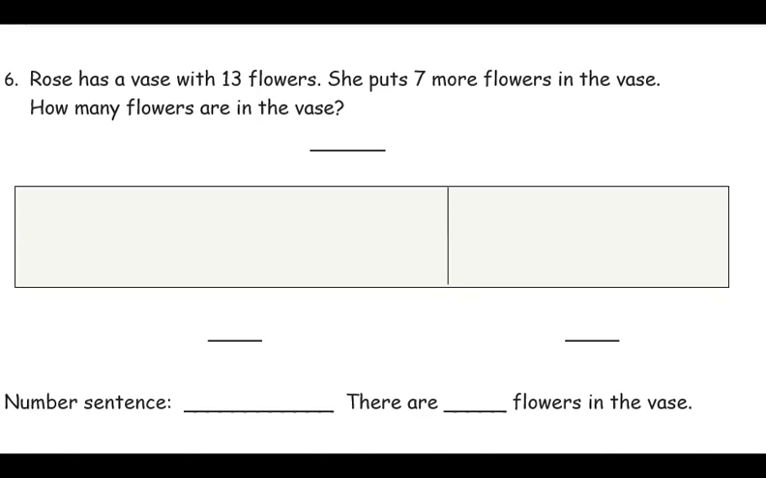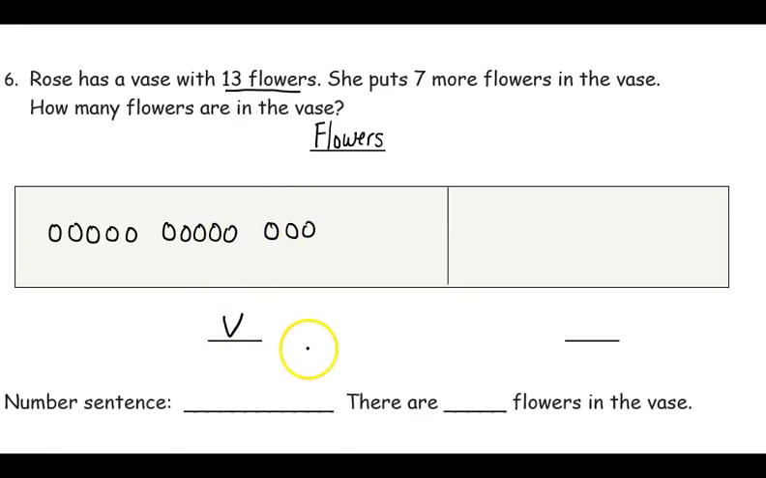Let's do one more example. This one says Rose has a vase with 13 flowers. She puts 7 more flowers in the vase. How many flowers are in the vase? Well, we're counting flowers, so I'll label it as flowers at the top. And I'll start with the 13 flowers that are already in the vase. I'll draw those using my groups of 5 again. And then I have 3 ones, and I'll put a V for vase.